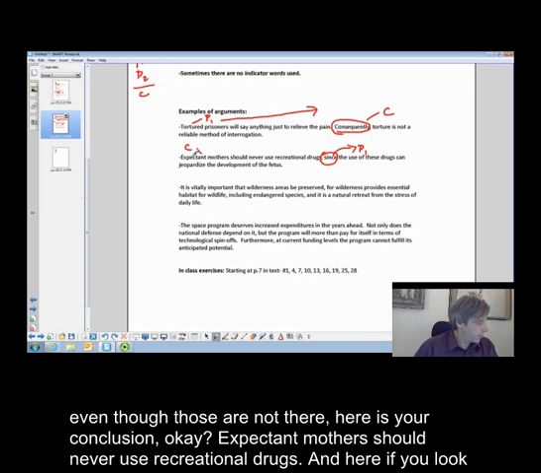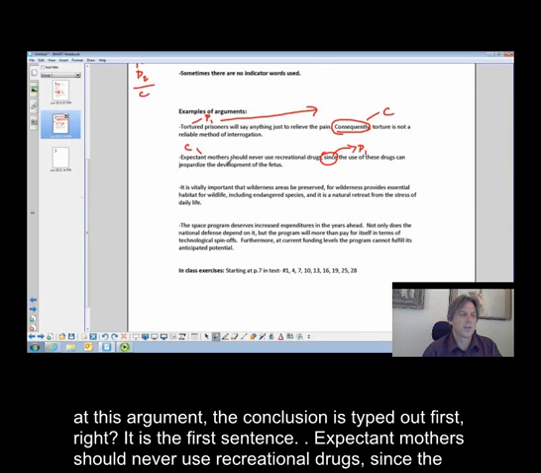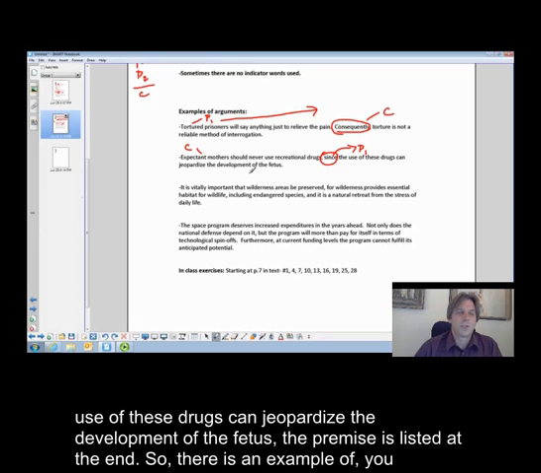Expectant mothers should never use recreational drugs. Okay, and here, if you look at this argument, the conclusion is typed out first, right? It's the first sentence. Expectant mothers should never use recreational drugs, since the use of these drugs can jeopardize the development of the fetus. The premise is listed at the end.